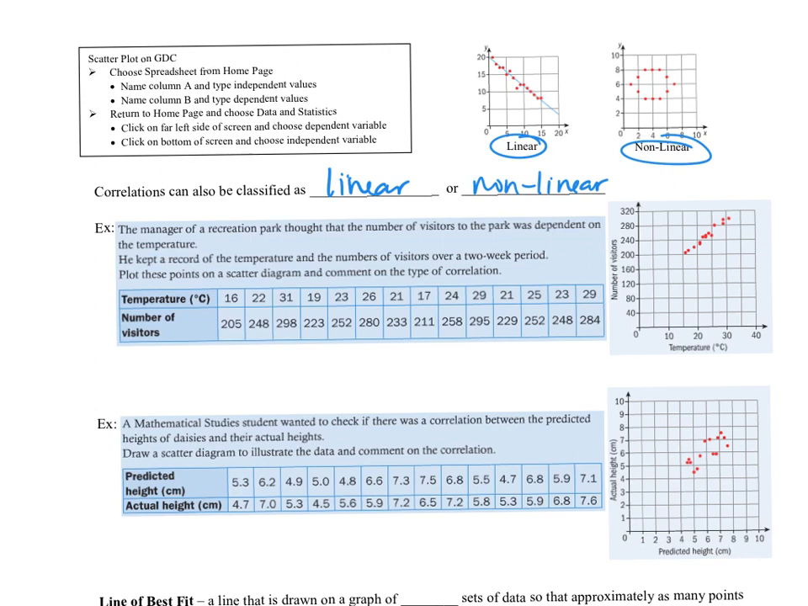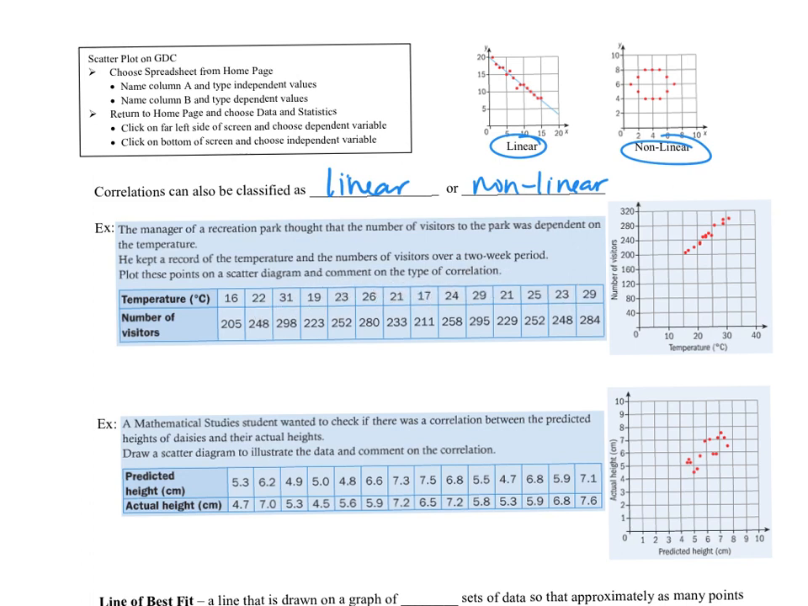So let's take a look at this example. The manager of a recreation park thought that the number of visitors to the park was dependent on the temperature. To prove his theory, he kept a record of the temperature and the number of visitors over a 2-week period. He plotted these points on a scatter diagram, and in your homework you will be asked to make these graphs a couple times. We're not going to take time to do it in this lesson, but once you've made the graph, take a look at it and comment on the type of correlation.